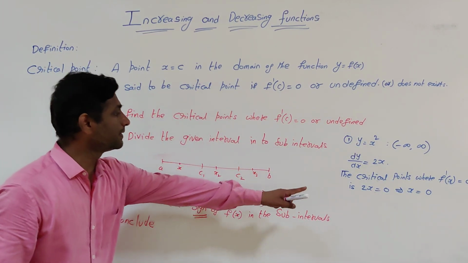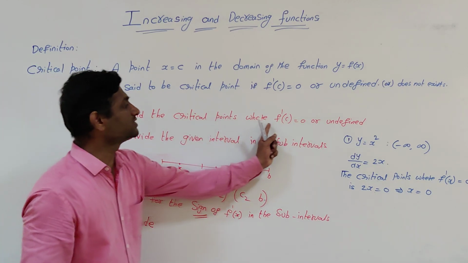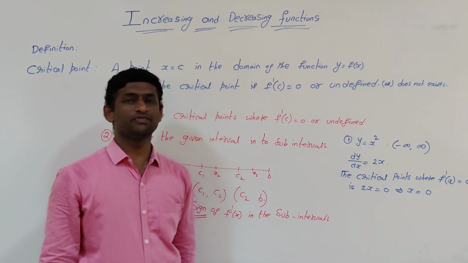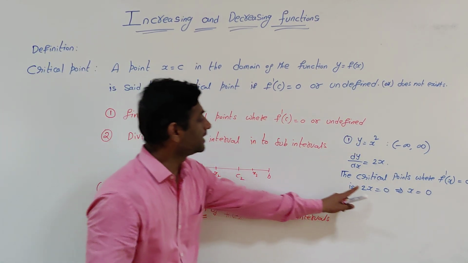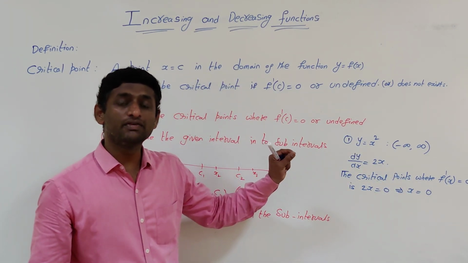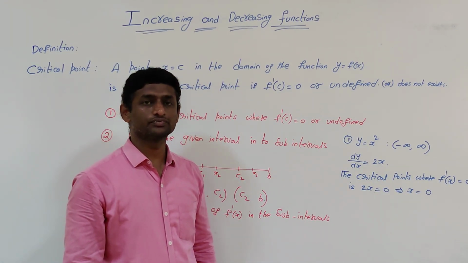So that is the first step. Find the critical points where f dash of x is undefined. So at x is equal to 0, the derivative becomes 0.